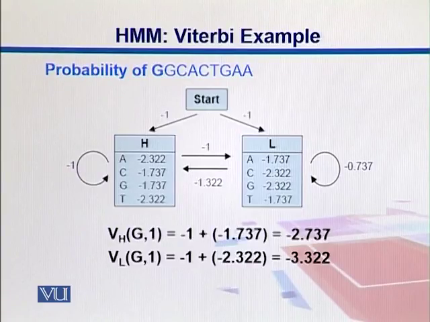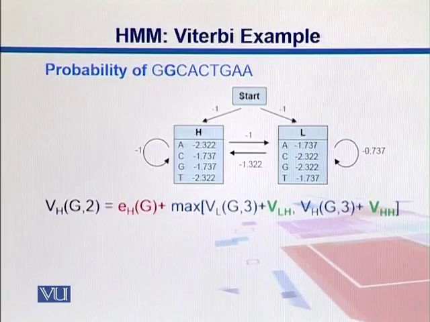In the same way we can calculate the probability of starting in state L for this G, which is -3.322. Obviously the one with the higher value is more likely, since the numbers are negative. So -2.7 is the higher value, so most probably it's coming from state H. Let's move one more nucleotide further. What is the probability of observing this G at position number 2? We can calculate it for this sequence coming from state H.